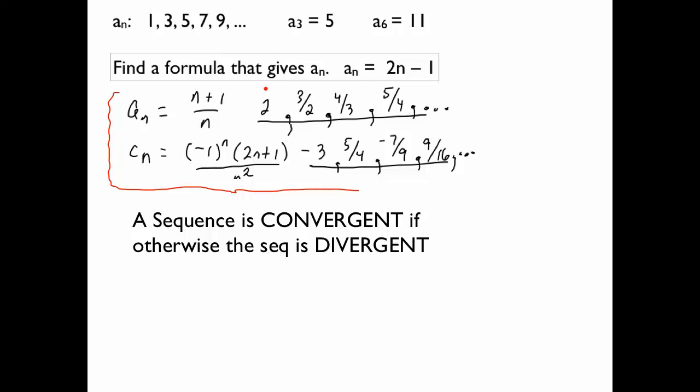So then when n is 1, you would get 2, because it would be 1 plus 1 over 1. Then when n is 2, you get 3 halves, 3 over 2, etc. 4 thirds, 5 fourths. And it would continue like that. Here's another one that's a little more complicated. Negative 1 to the n times 2n plus 1 over n squared.